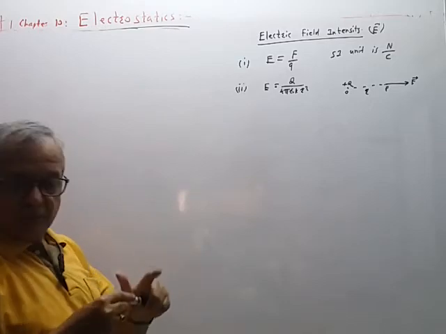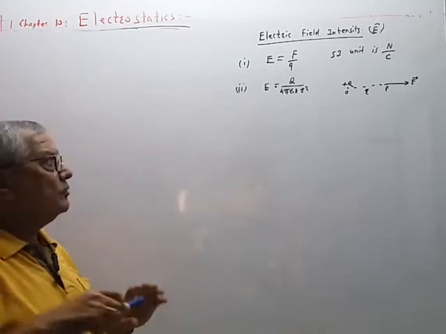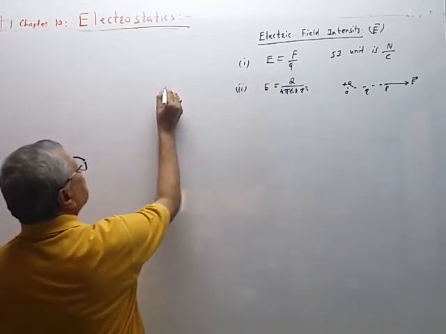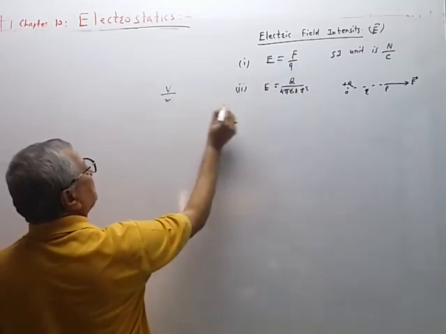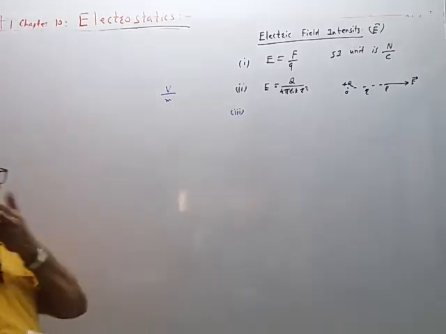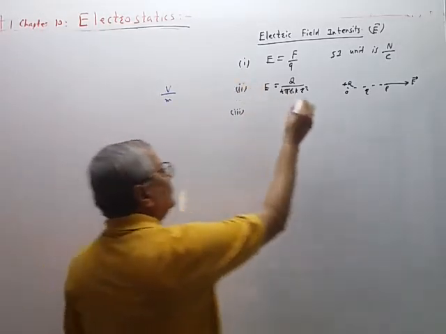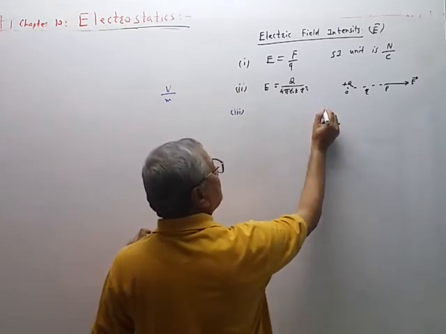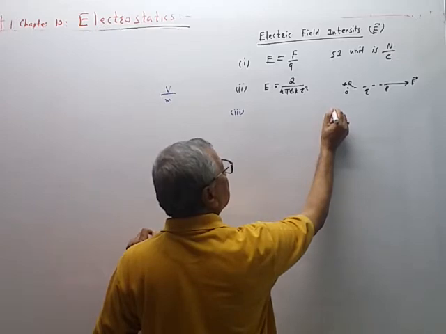Now I have given one more unit for electrical intensity. There is one more unit, volt per meter. So how this unit is used, and for that purpose we should know this relation. Actually it is also given in the notes, but it is not in the syllabus, so we do not use it.